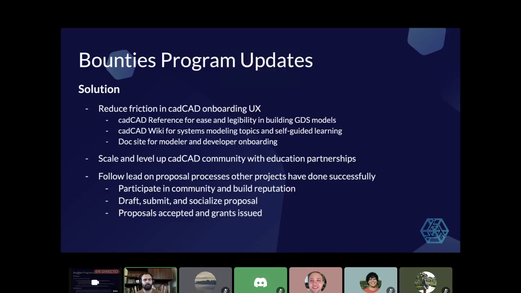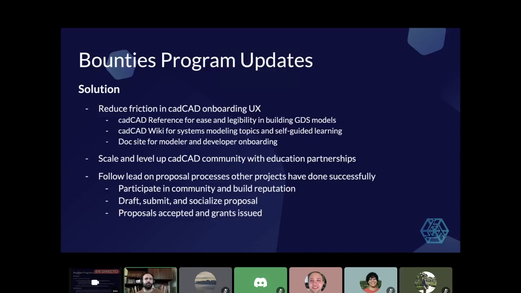And then the last bit is we want to follow the lead on proposal processes that other projects have done successfully. And so what does that look like? It's, hey, if you're interested in being involved in that, you've got to participate in the community and build reputation. Just become a known entity, and then you can draft a proposal, submit it, socialize the proposal, get people excited by it. You can have hard systems in place to measure things out, or you use softer systems of governance, of just, hey, do you know what this thing is? Oh, I have no clue, right? Or, oh yeah, that's a really cool project. They're doing this X, Y, and Z. So things we'll play with there.